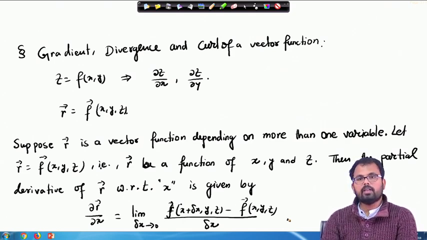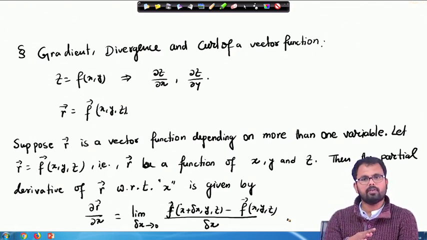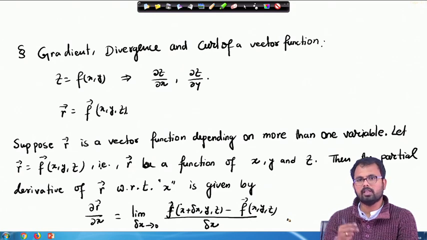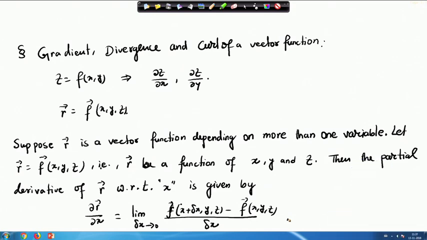Similarly, we can define the partial derivative of r with respect to y, where we add a small element delta y, like we usually define for scalar functions. For scalar functions also we define the derivative in a similar fashion. When we define the derivative with respect to z, we write del r del z and the limit as delta z goes to 0, adding a small increment in the variable z. This is how we define the partial derivatives of r with respect to x, y and z.